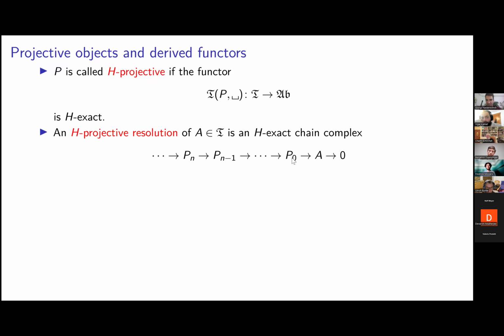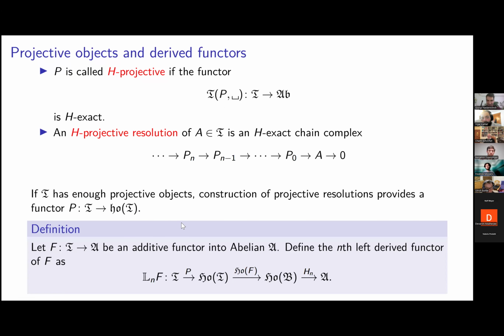So these are things that are like this. And then I can talk about the derived functors. How? Provided, which I will always assume, that T has enough projective objects, meaning I can construct a projective resolution for an object. That means for every object here, I can construct a projective resolution. It goes here. This is a homotopy category of T. So this is just a notation that this is where the chain complexes end up.